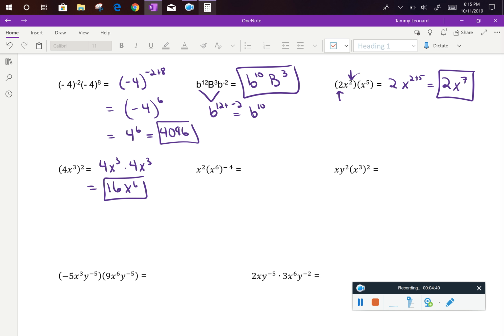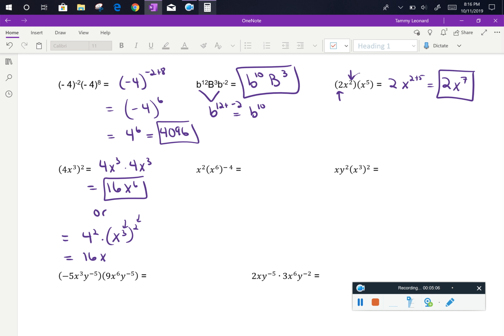But we hope that you remember the power to a power rule. With the power to a power rule, we know that this is equal to 4 squared times x cubed squared. This is using both the power to a power rule and the product to a power rule. So 4 squared is 16. And when I raise a power to a power, like the 3 being raised to the power of 2, we multiply the powers.